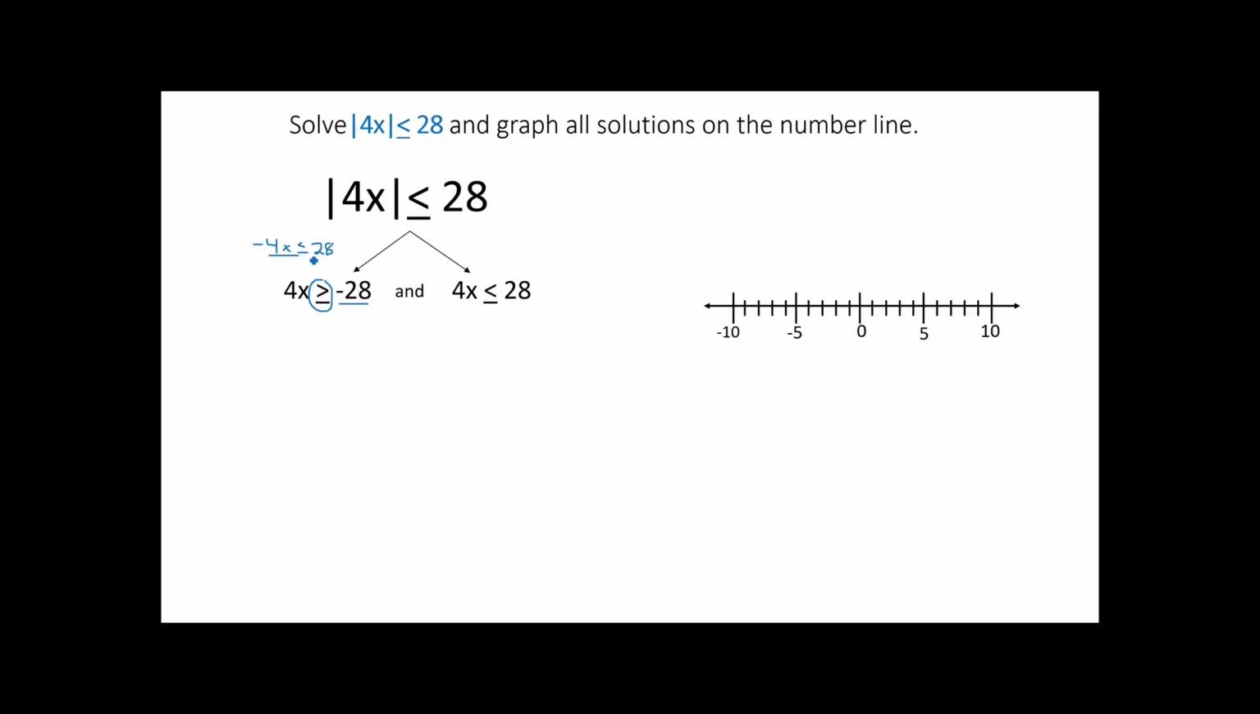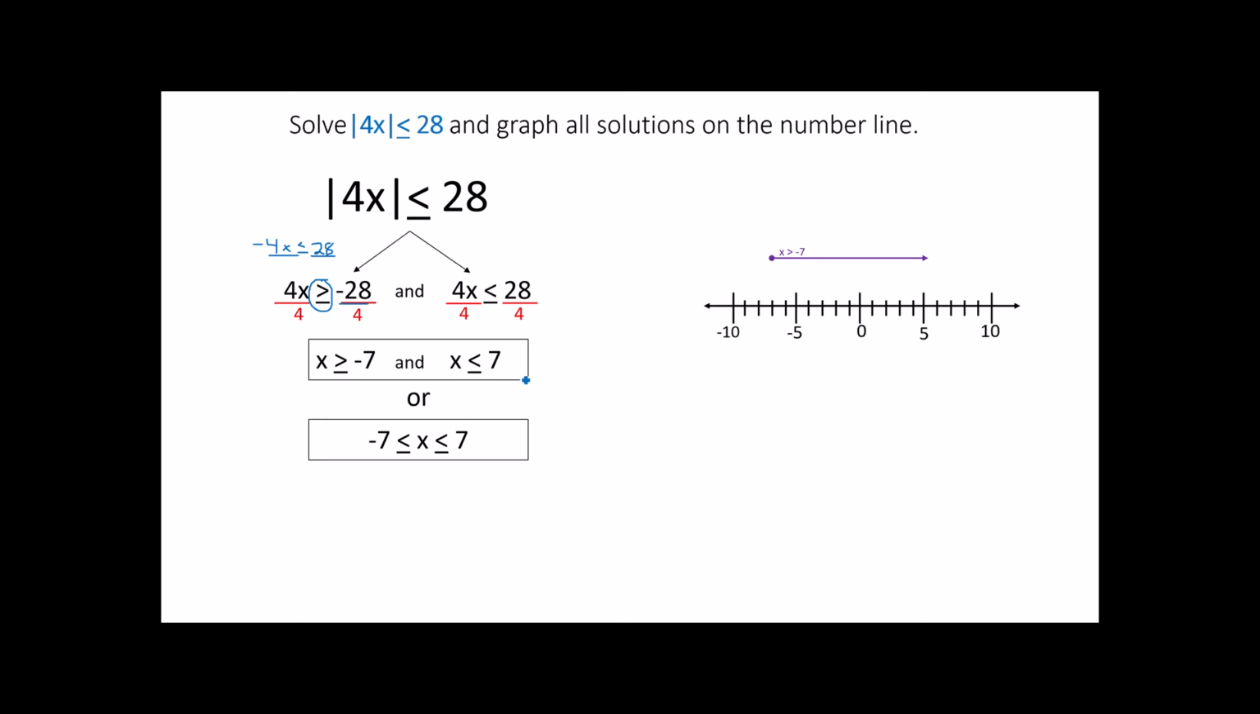And then when I divided both sides by the negative 4, I would have flipped the sign. A lot of times we find it easier just to go ahead and write it as the reverse of the symbol and the opposite of the number. In either case, when you go to solve this, you're going to divide by 4, and you get x is greater than negative 7, and x is less than or equal to positive 7.